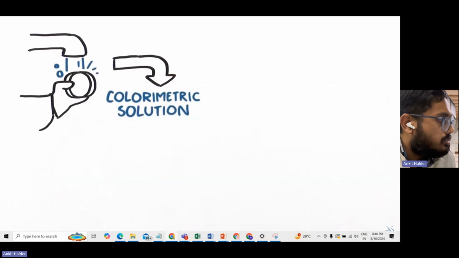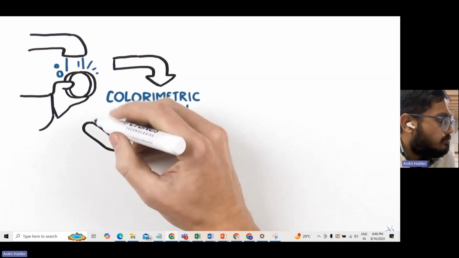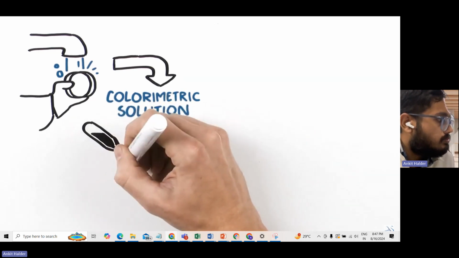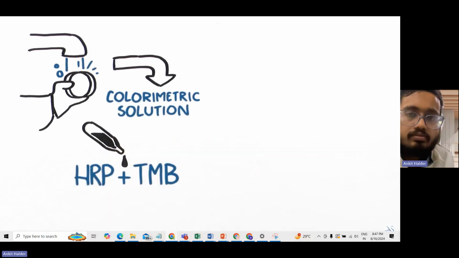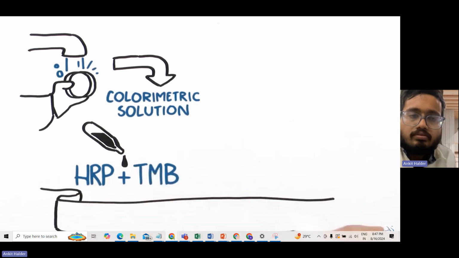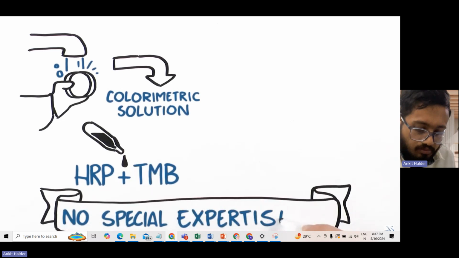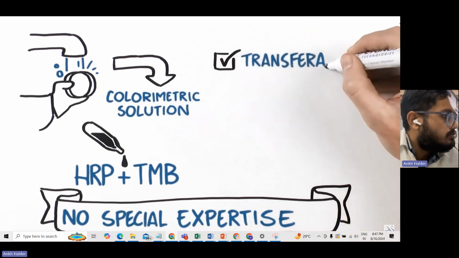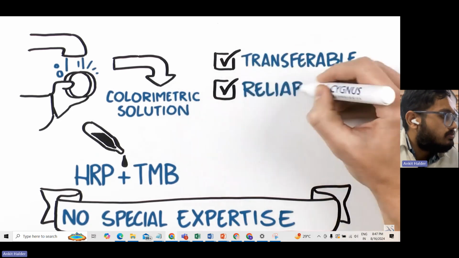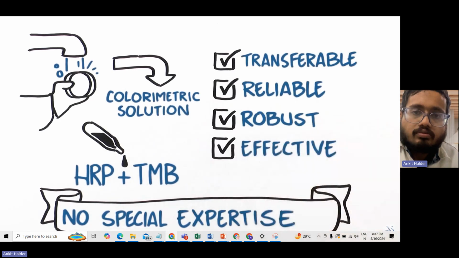Then add TMB substrate for colorimetric detection for 30 minutes. Afterwards, add a solution to stop the reaction between HRP and TMB. That's it. As you can see, the test does not require special expertise to run. It's also easily transferable, reliable, robust, and effective in high levels of protein.